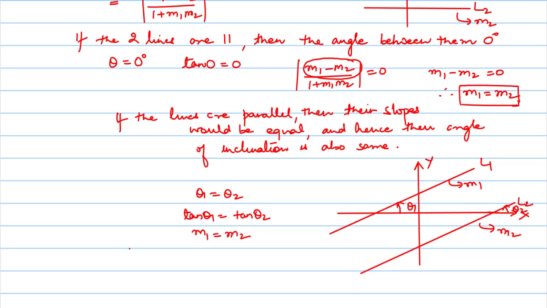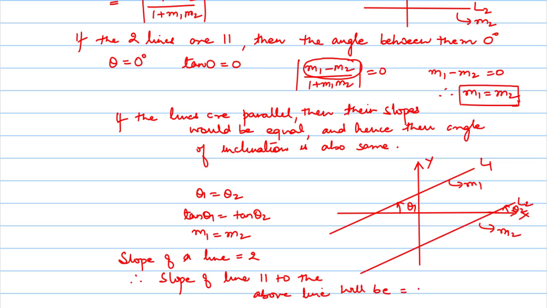If I tell you the slope of a line is 2, therefore the slope of a line parallel to the above line will be what? It will also have a slope of 2, because parallel lines have equal slopes. You just have to remember that if the lines are parallel, their slopes would be equal.